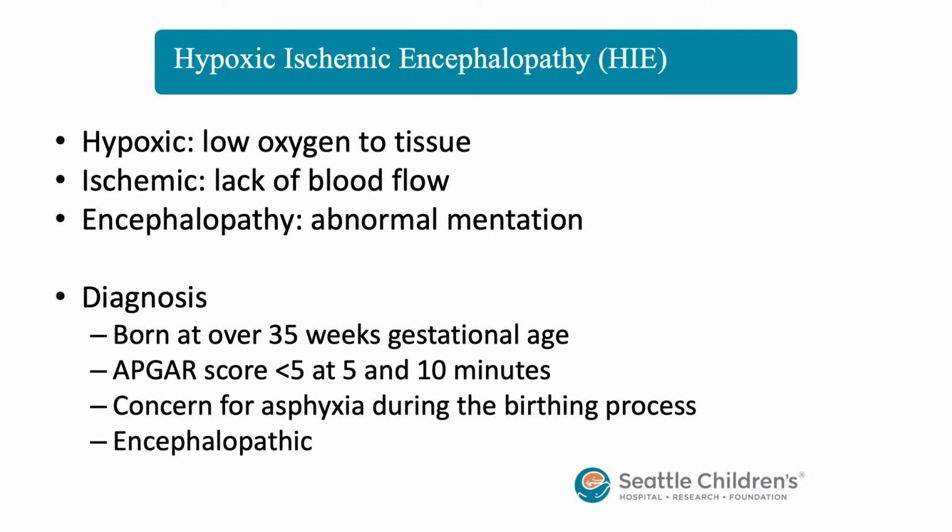So a kid with HIE will have a low Apgar score. And then they'll have other signs of asphyxia or lack of oxygen. So their blood might look too acidotic. They might have other organs that get injured. And so this is how we diagnose it. If you don't meet criteria for this, you tend not to get that diagnosis of HIE.